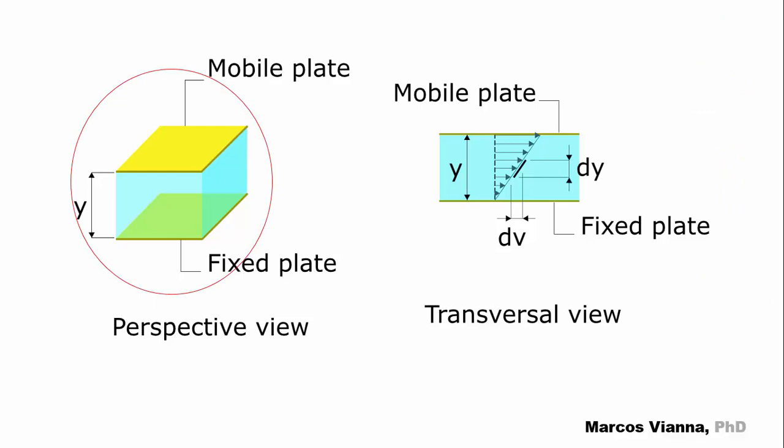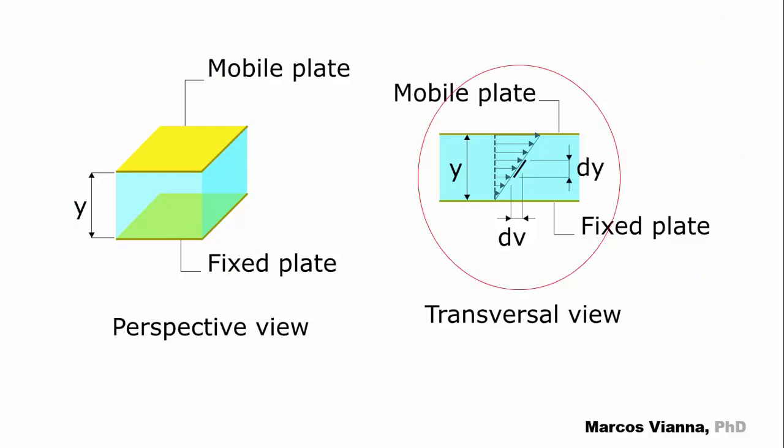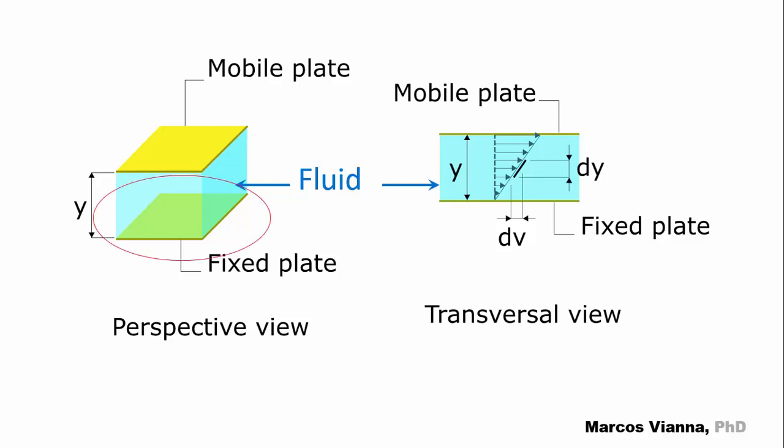Here we can see a fluid between two parallel solid plates shown in perspective and in transversal cross-section. Here's the fluid between the plates. This one is a fixed plate and this one is a mobile plate. Let's apply a tangential force F on the upper plate. It will move with constant velocity v. See what happens to the fluid.